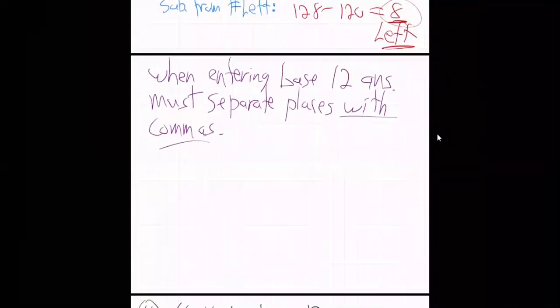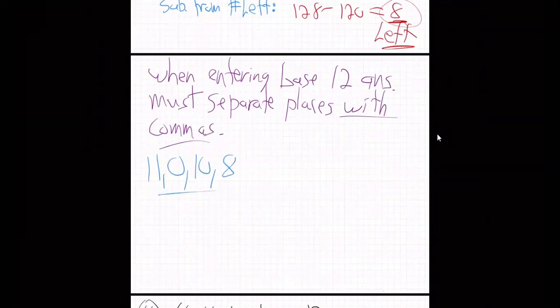So let me go back here. So the real answer is 11,010,8. That's how you need to enter the answer, 11,010,8. Now, why? Why do we need to do this weird thing? Why do we suddenly need to use commas?